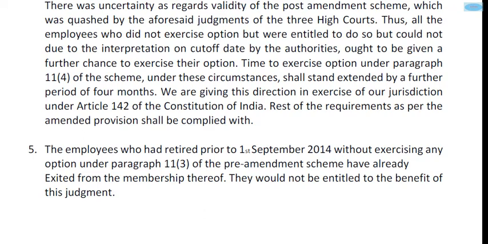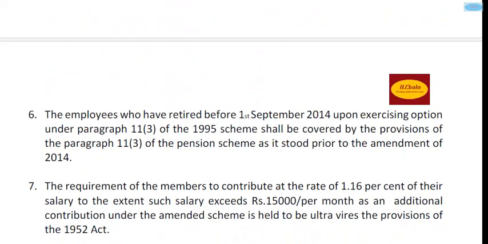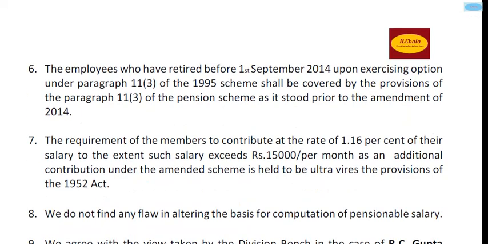Then further, the employees who had retired prior to 1st September without exercising any option under para 11.3 of the pre-amendment scheme have already exited from the membership thereof. They would not be entitled to the benefit of the scheme. So those who did not exercise and exited are not entitled. The employees who had retired before 1st September upon exercising the option under para 11.3, joint declaration given, shall be covered by the provision of para 11.3 of the pension scheme as it stood before the amendment in 2014. That means they are eligible.